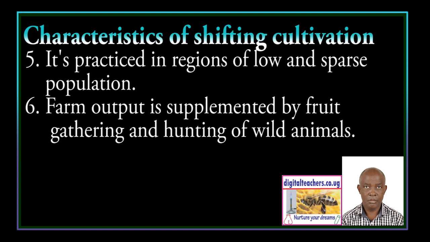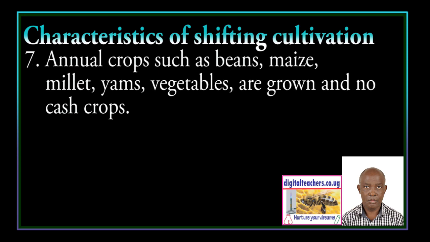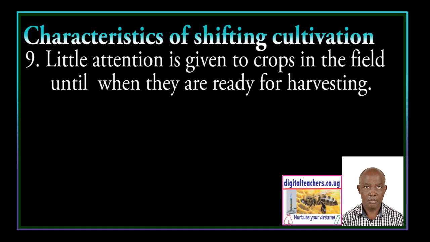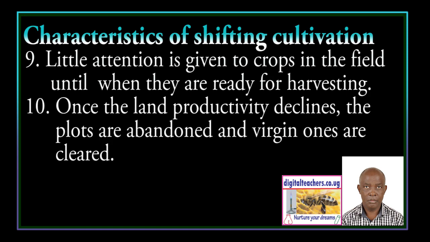Farm output is supplemented by fruit gathering and hunting of animals. Annual crops such as beans, maize, millet, yams, vegetable are grown and no cash crops. No scientific methods of farming are applied, for example, spraying. Little attention is given to crops in the field until they are ready for harvesting. Once the land productivity declines, the plots are abandoned and vacant ones are cleared.